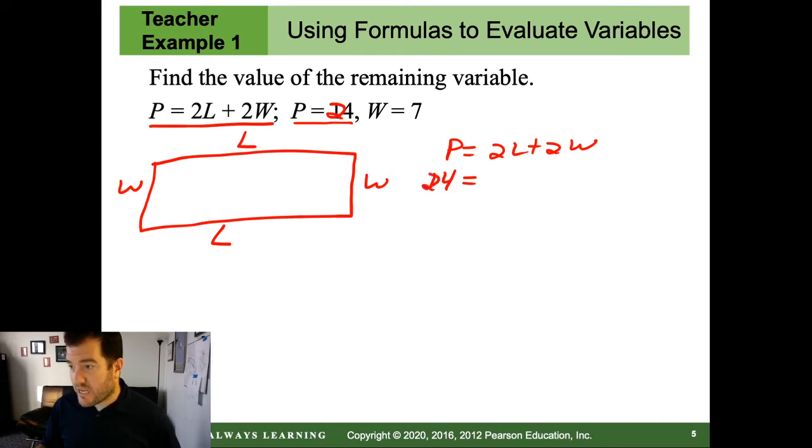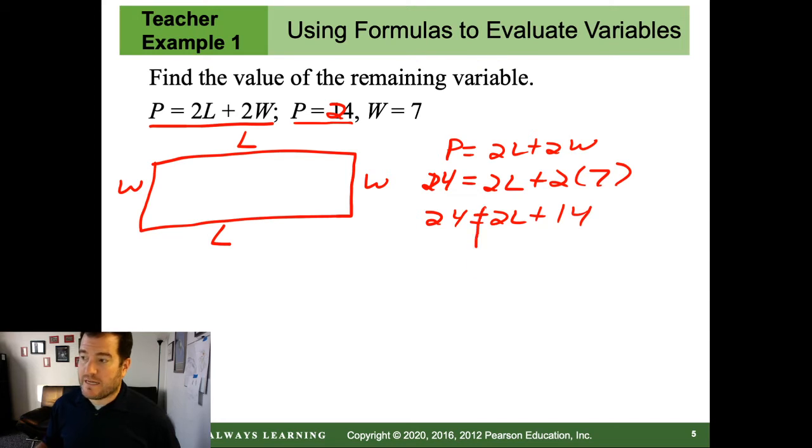And then here, 2 times L. Well, I don't know what L is, so I'm just going to leave that as 2L. And then here I have 2 times 7, because 7 is my width, right? So then I'm just going to start to simplify. I'm going to take us through the first step, and then I'll talk through it. Basically what I mean by that is I'm just going to multiply 2 times 7 and get 14.